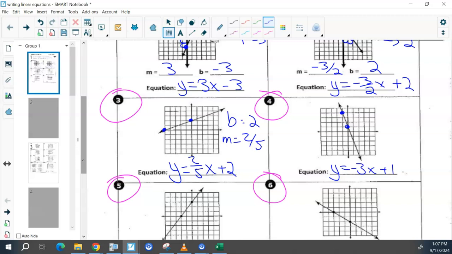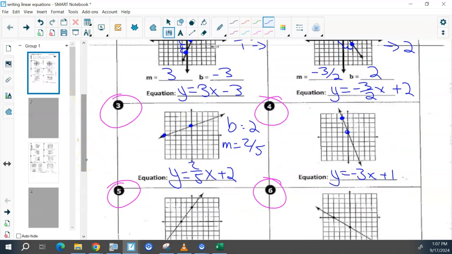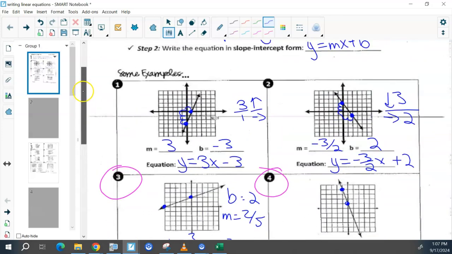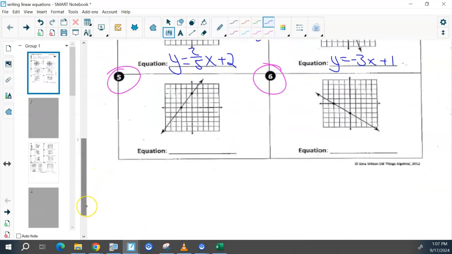Number 1 was positive. This one? Yes. And number 4 was negative. Yes, the slope, because the direction changed. So here we're going like this, whereas this first one we're going like this. The direction changed. Jessica, you said something? Sure. Okay.